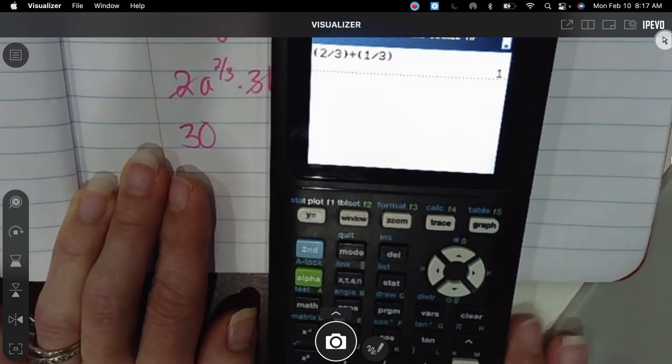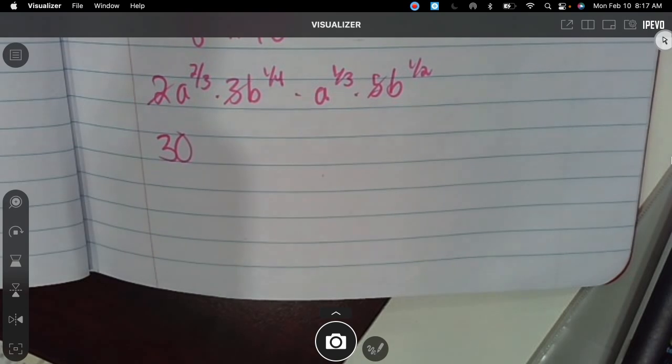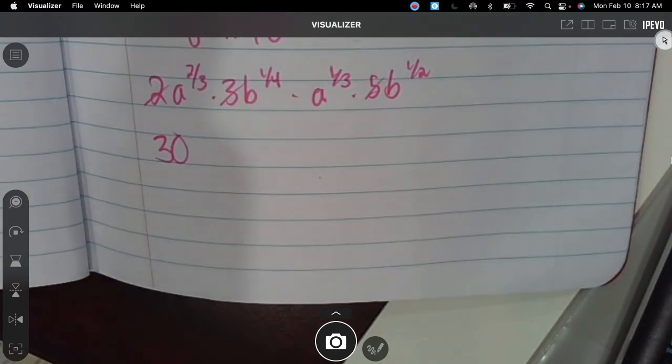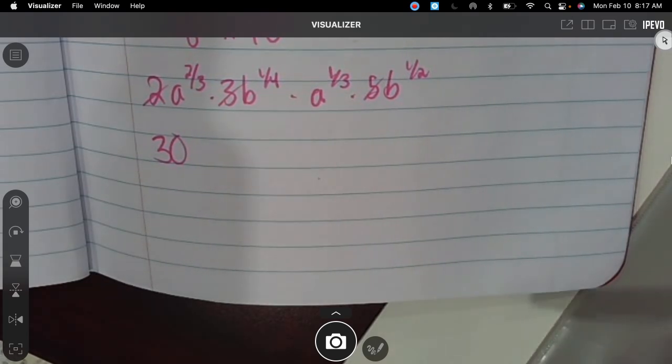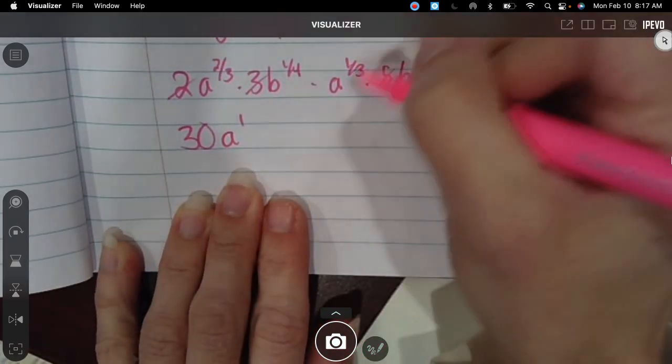There it is on your calculator, okay? But y'all should know that, okay? If I have 3 items, somebody takes 2 and then you take 1 more, you'll have 3 out of the 3, okay? All of them or whatever. Anyway, it makes a whole. So, a to the 1. We don't have to put the 1.